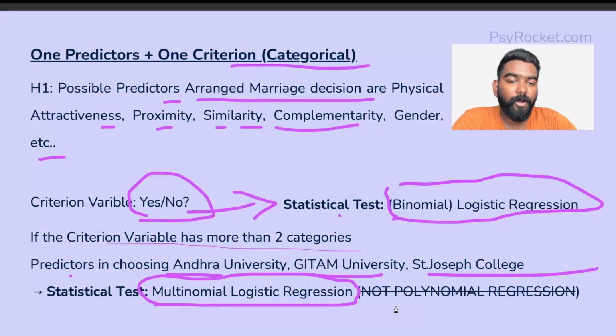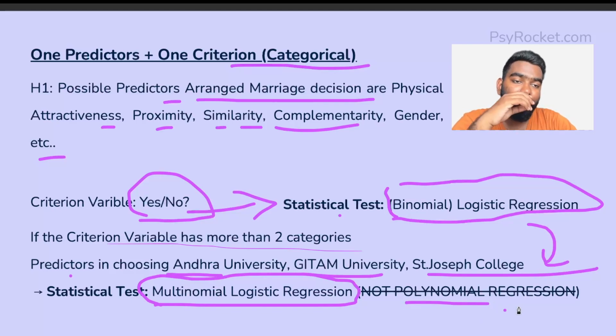Okay. Do not use the term polynomial, because most people remember the opposite of binomial as polynomial. Please don't remember it as polynomial regression, because polynomial regression is actually used in structural equation modeling and it has different use cases. Don't use this term. Use only multinomial logistic regression. Both are not the same. They cannot be used interchangeably.